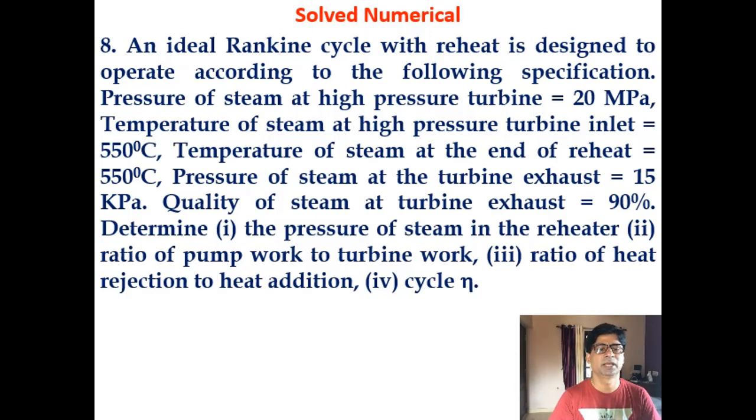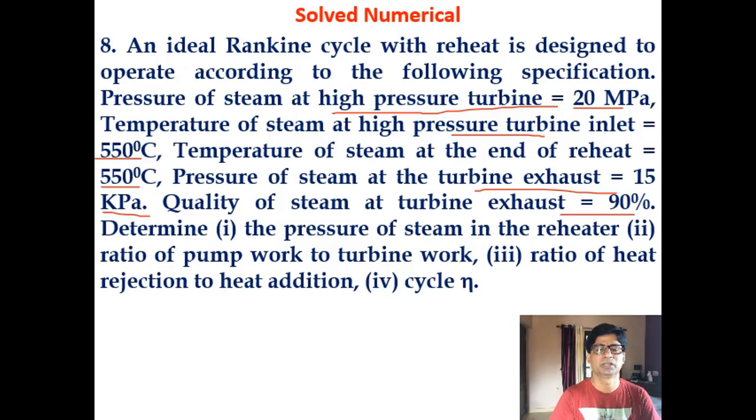Okay, so it is an ideal Rankine cycle with reheat. The pressure of steam at the HP turbine inlet is 20 megapascal, and the temperature at the high pressure turbine inlet is 550 degrees Celsius. After reheat, once again it is heated to 550 degrees Celsius, and the pressure at the turbine exhaust is 15 kilopascal. So the final pressure is 15 kilopascal. Quality of the steam at the turbine exhaust is 90%.